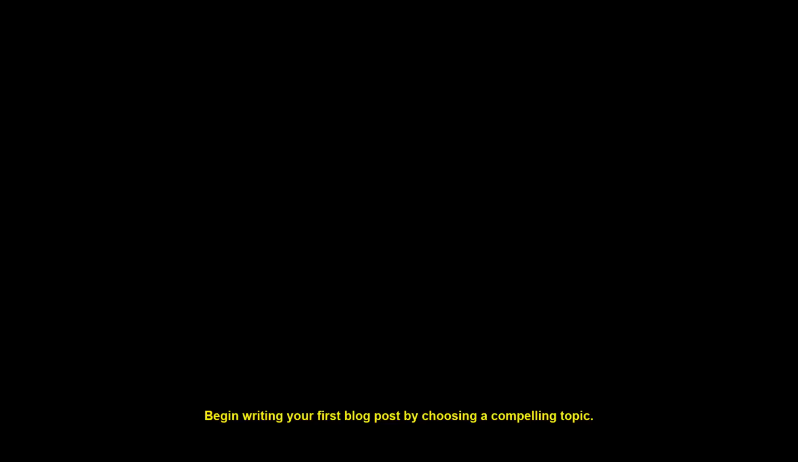Begin writing your first blog post by choosing a compelling topic. Share your personal travel stories, tips, or destination guides. Aim for high-quality content that provides value to your readers. Include engaging images and ensure your post is easy to read. Use headers, bullet points, and short paragraphs to enhance readability.